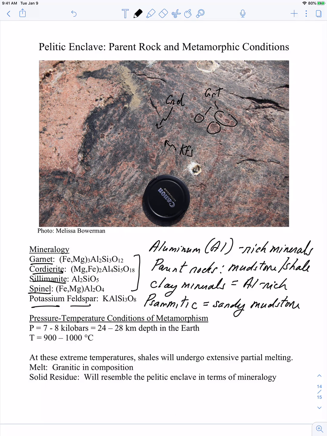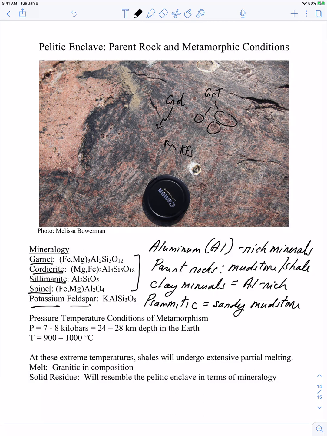The next issue we want to address is what kind of pressure and temperature conditions it took to produce the mineral assemblage that you see in the pelitic enclaves. You can do that by taking not only the types of minerals that are present in the enclave, but also the composition of the minerals. You can take that information and quantitatively calculate the pressure and temperature conditions of metamorphism using the principles of thermodynamics. When you do that, the pressures that you get are between about 7 and 8 kilobars, which corresponds to pressures of 7,000 to 8,000 bars.